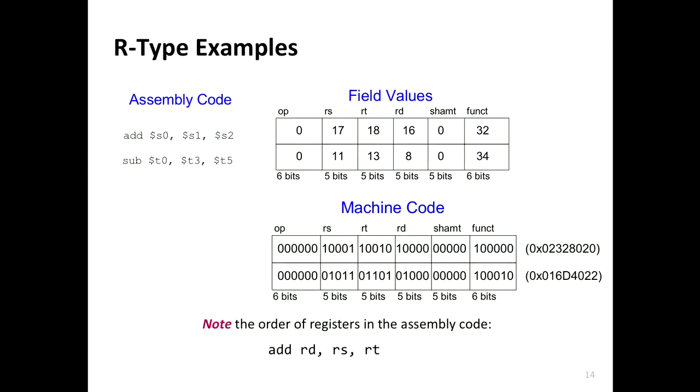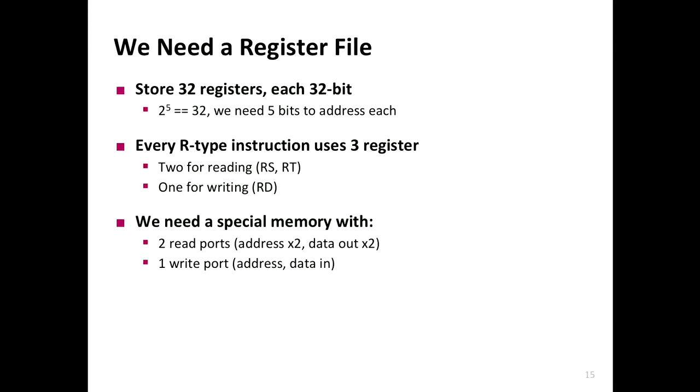Are we done? More or less. Pretty much we covered, we didn't cover the 32 registers, but of course it's implicit, so we need 32 registers. Every R-type instruction has two for reading, one for writing. We need a special memory. You need two read ports. So we saw that we need two outputs, and we have one write port, and that's the other, the input part.